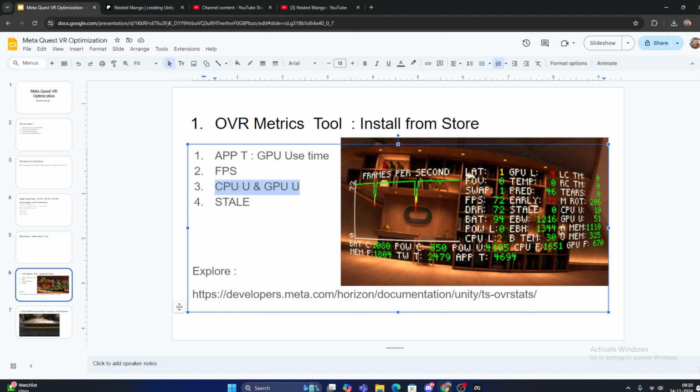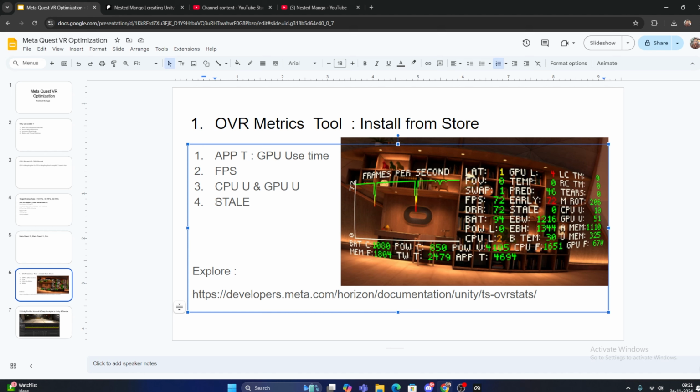So this is the CPU and GPU. Basically it gives the values in percentage. Here you can see CPU is being utilized 10%, GPU utilization is around 51%. So it is also great, there is no issue.